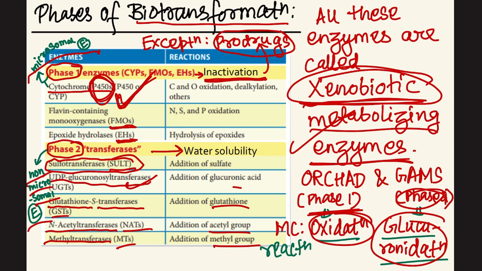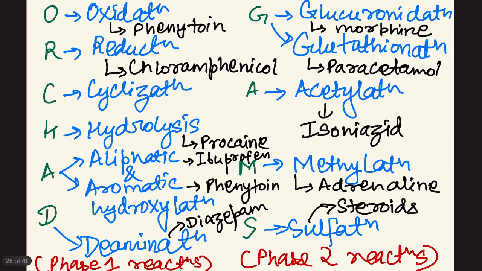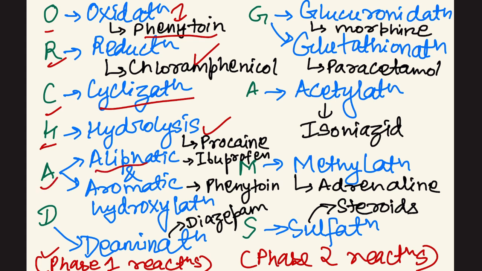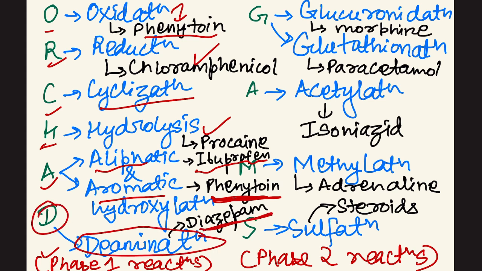Now coming to the mnemonic ORCHARD and GAMS, that is the different phase 1 and phase 2 reactions. First, phase 1 reactions. O stands for oxidation, seen in drugs like phenytoin. R stands for reduction, seen in drugs like chloramphenicol. C stands for cyclization. H stands for hydrolysis, in drugs like procaine. A stands for aliphatic and aromatic hydroxylation. Aliphatic hydroxylation is seen in drugs like ibuprofen, and aromatic hydroxylation in drugs like phenytoin. Then D is deamination, for drugs like diazepam.